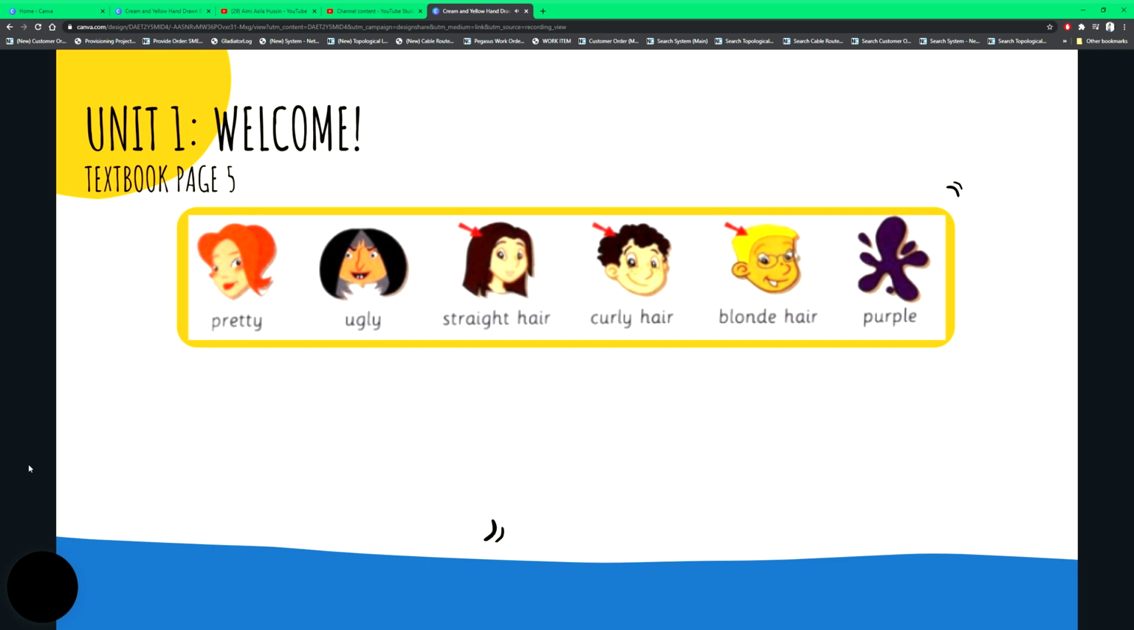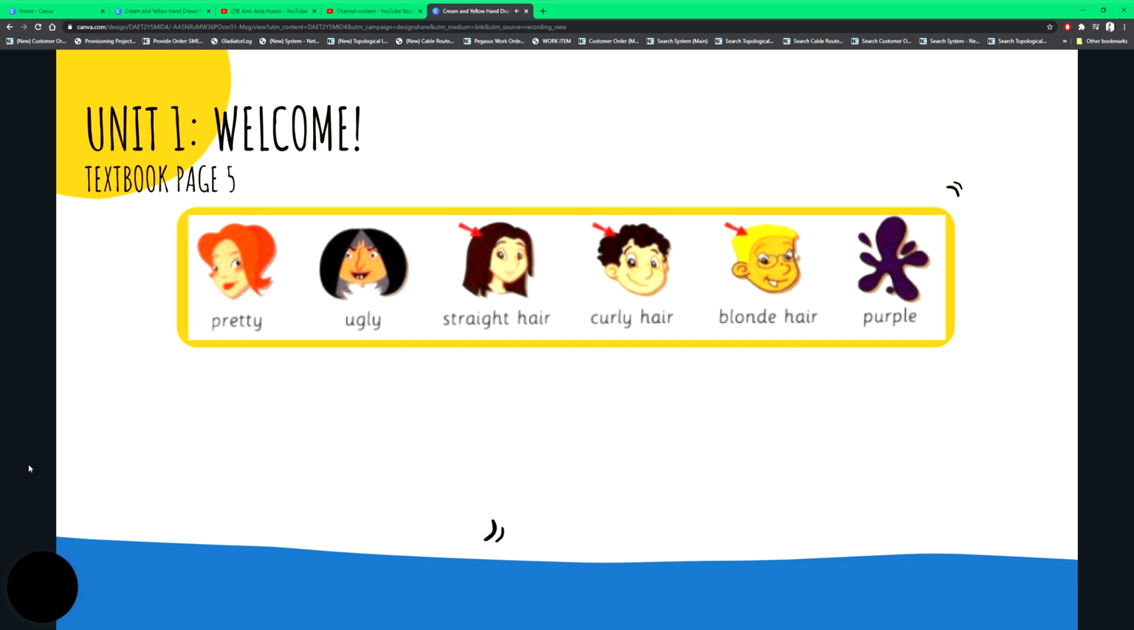Okay, and the next one, you look at his hair. What color is his hair? It's yellow, right? But you should not say yellow hair. You should say blonde hair. And the last one is the word purple. I'm sure all of you know what purple means, right?